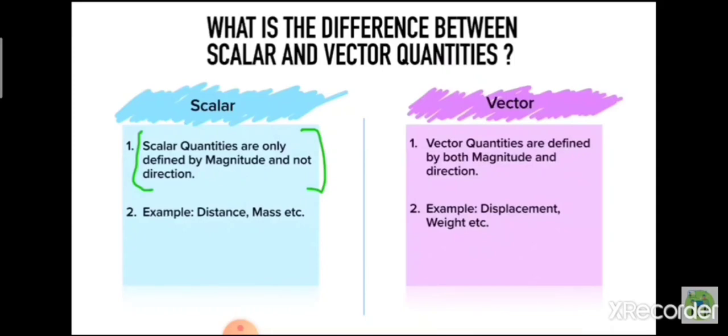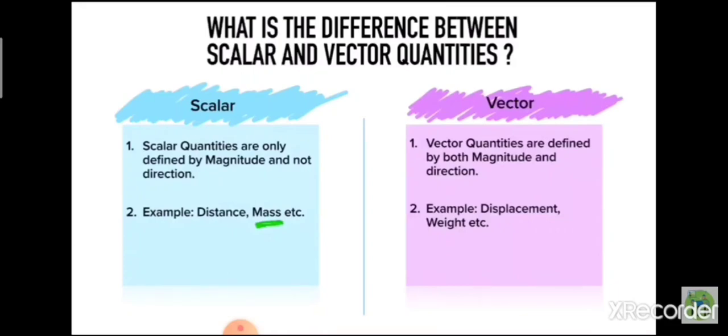What do you mean by magnitude? Magnitude means numbers. So you have seen in the example, distance. That means for distance we only write magnitude, a number, and not the direction. And the second example is mass. In this also we only use a number and we don't use direction. So this type of quantities are called scalar quantities. So examples are distance and mass.